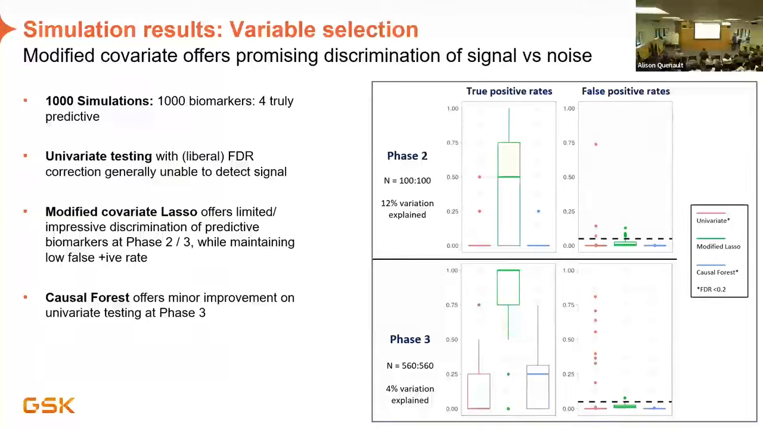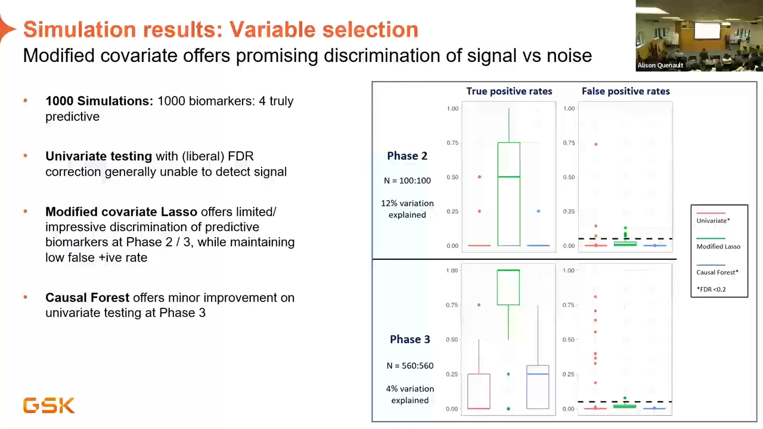So here are the results from the phase two simulation study. The modified covariate method did surprisingly well. In the phase two settings, there are four simulated predictive biomarkers here. It tends to pick up two of them, which gives you the 50% true positive rate in the top left in the phase two scenario, and it tends to get all of them in the phase three scenario.